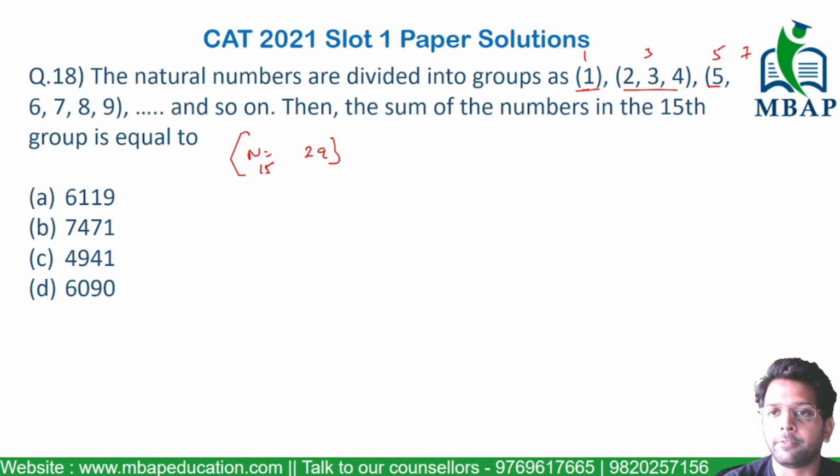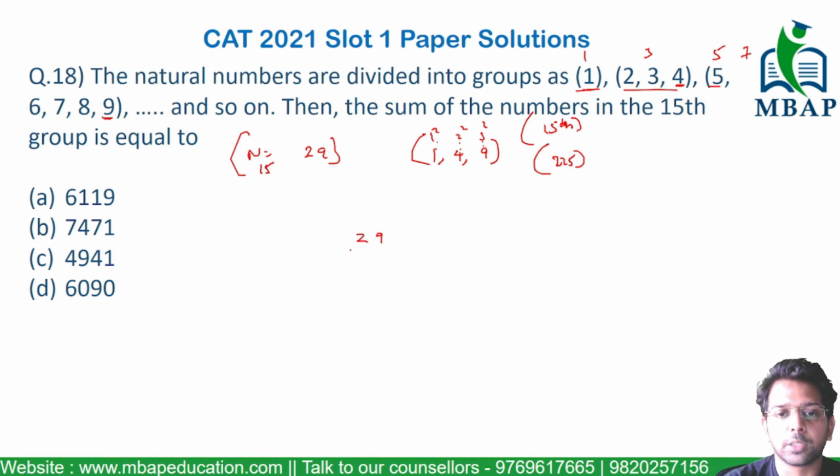The last term in the first group is basically 1. The last term in the second group is 4. The last term in the third group is 9. If you look at this pattern, 1, 4, 9 is basically the square of that particular number, which is 1 square, 2 square, 3 square, determining the group number. So in the 15th group, the last number will be 15 square, which is 225.